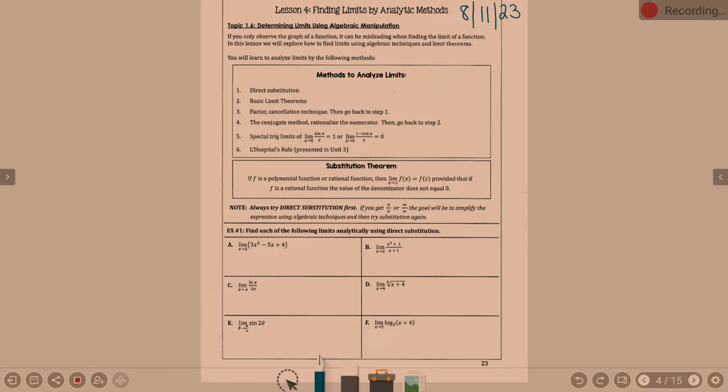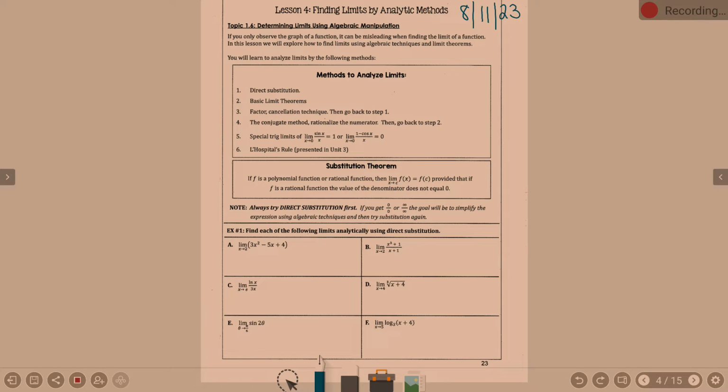Okay, so that's essentially what your substitution theorem is. Note, always try direct substitution first. If you get 0 over 0 or infinity over infinity, the goal will be to simplify the expression using algebraic techniques and then try again. Part of that is where L'Hopital's rule comes in, but part of that is also where factoring comes in.